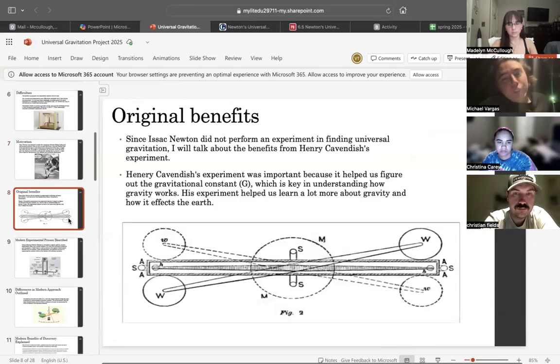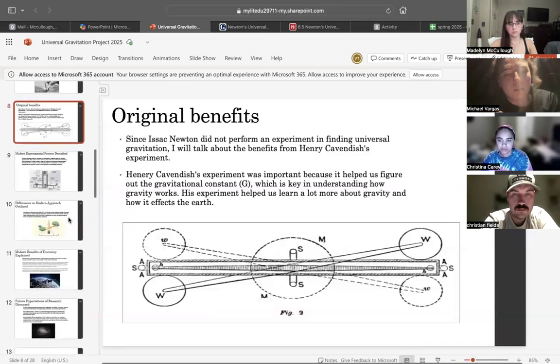2.4 Original benefits. Since Isaac Newton did not perform an experiment in finding universal gravitation, I will talk about the benefits from Henry Cavendish's experiment. Henry Cavendish's experiment was important because it helped us figure out the gravitational constant, G, which is key in understanding how gravity works, and his experiment helped us learn a lot more about gravity and how it affects the Earth.